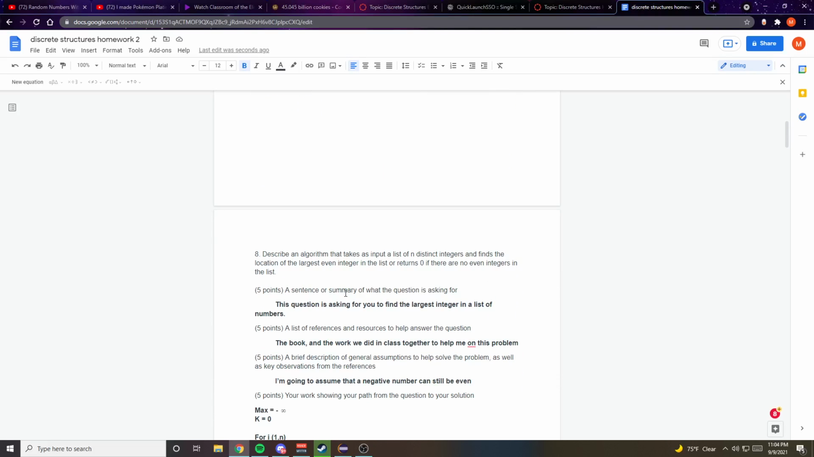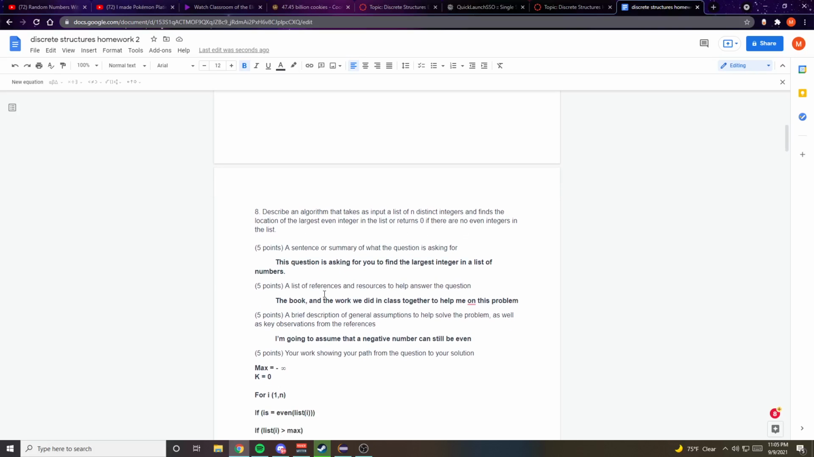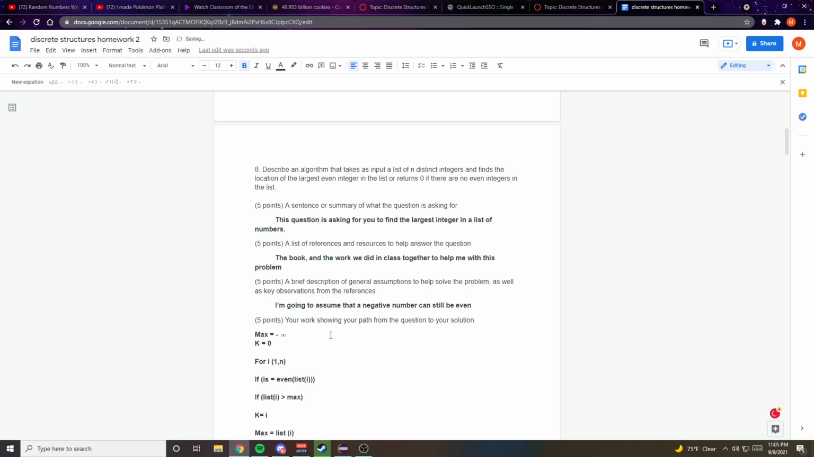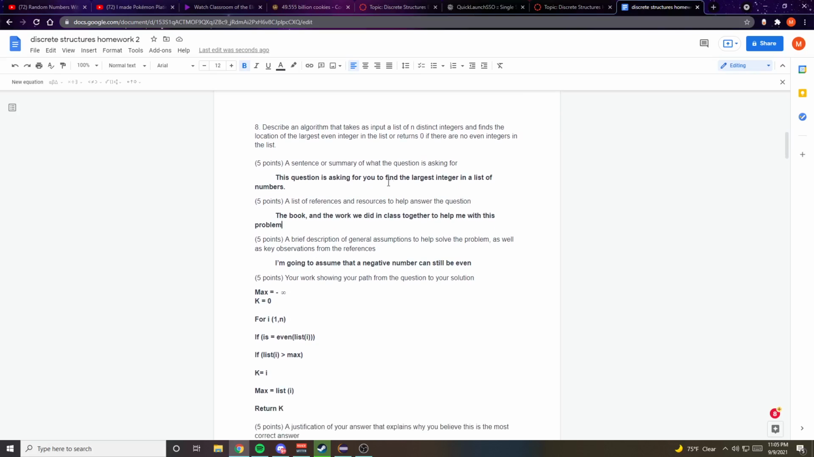If we go to number 8, it's basically the same question. The only difference is there are no even integers. So it's to find the largest even integer in the list of numbers. I used the book to help me with this problem, and I'm also pretty sure we did this problem in class, so that is also a reference.